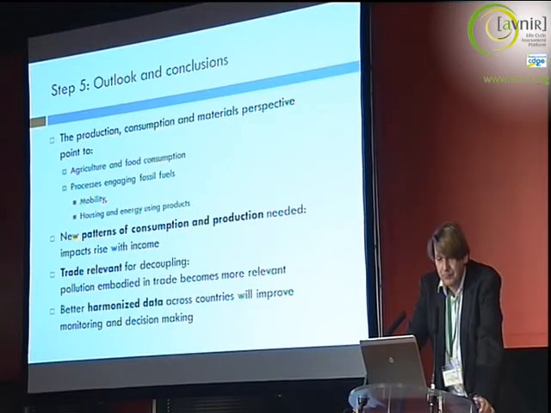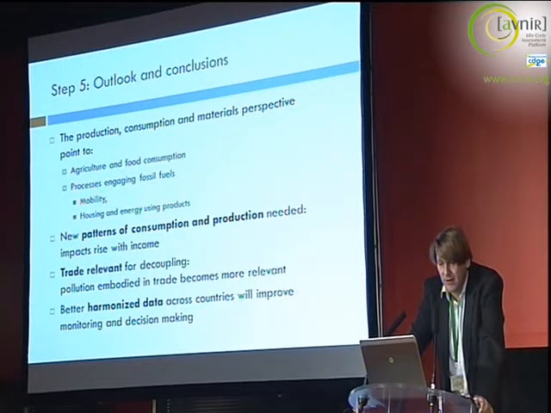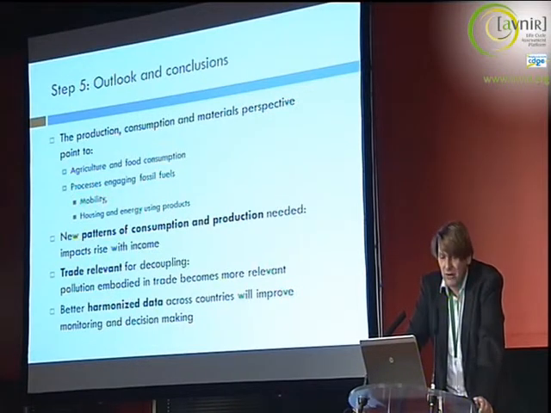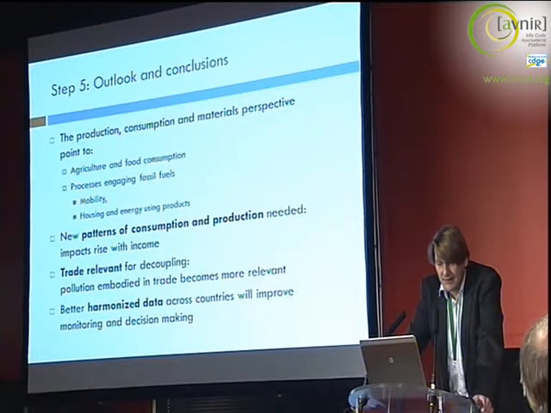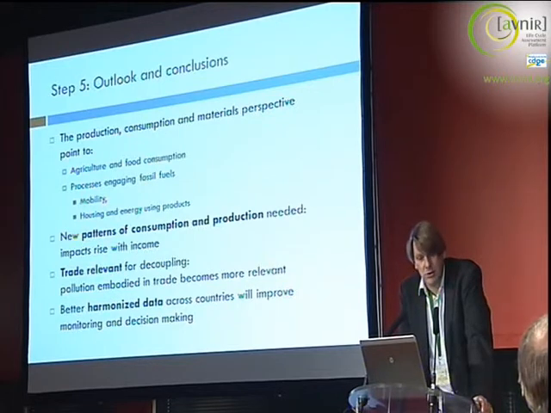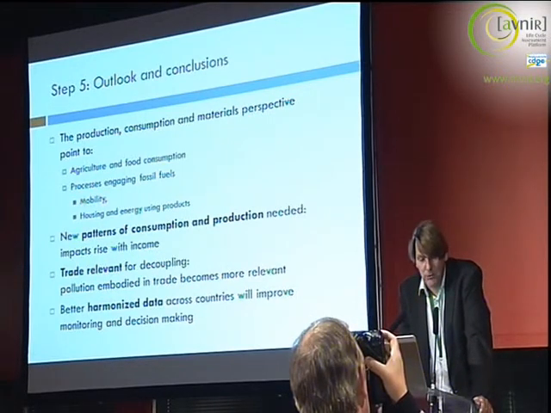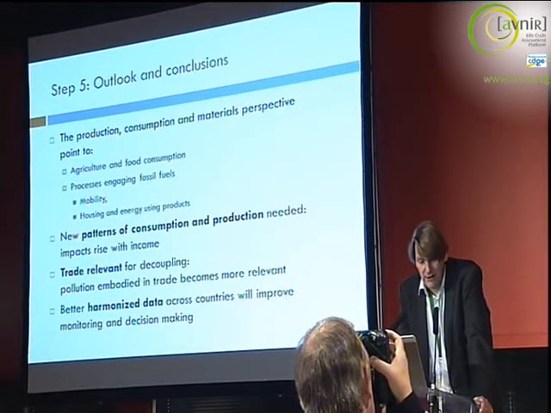So the conclusions were that the production-consumption materials perspective leads to the point that agriculture and food consumption, jointly with processes engaging fossil fuels, in particular in the consumption clusters mobility, housing, and energy, are most relevant. And there is, from the policy side, the challenge that new patterns of consumption and production are needed because impacts rise with income. So how is this a challenge to be addressed? And also, that a global perspective is needed because trade is relevant for decoupling.